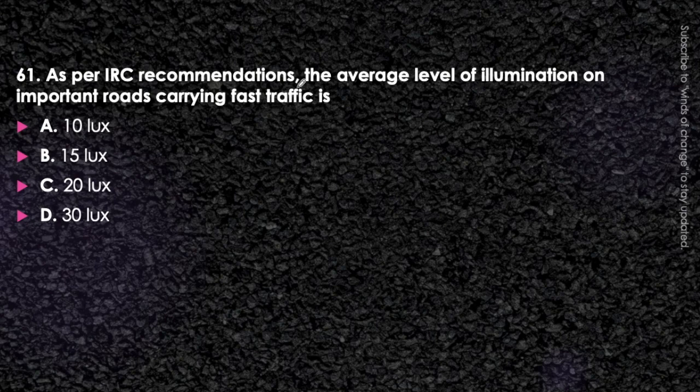As per IRC recommendation, the average level of illumination on important roads carrying fast traffic is 10 lux, 15 lux, 20 lux or 30 lux. Just think about it. This is an important question: what will be the lux value on the road if the traffic is fast moving? In that condition, the intensity level to be provided will be 30 lux. That is option D, the correct answer. 30 lux is the intensity that has to be provided on fast moving traffic roads. This is very important, memorize it.